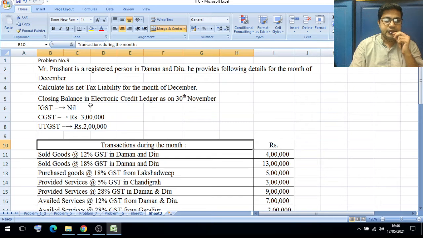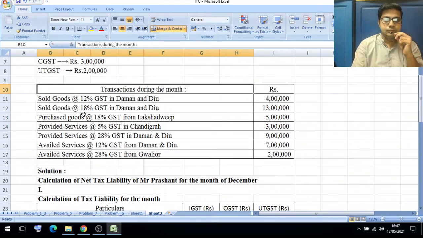Closing balance in electronic credit ledger as on 30th November: IGST nil, CGST rupees 3 lakhs, UTGST rupees 2 lakhs. Transactions during the month: sold goods at the rate of 12% GST in Daman and Diu, 4 lakhs. Sold goods at the rate of 18% GST in Daman and Diu, 13 lakhs. Purchased goods at the rate of 18% GST from Lakshadweep, 5 lakhs.